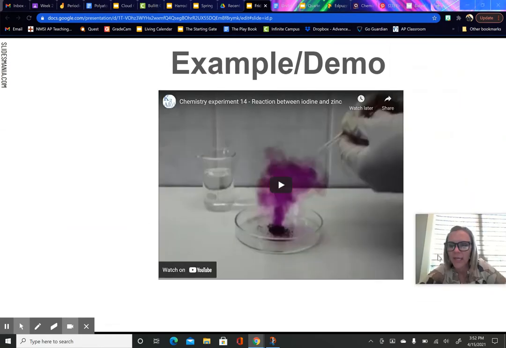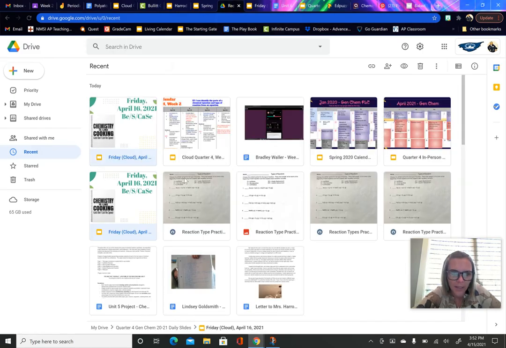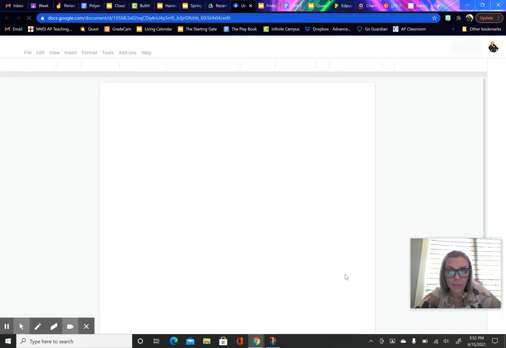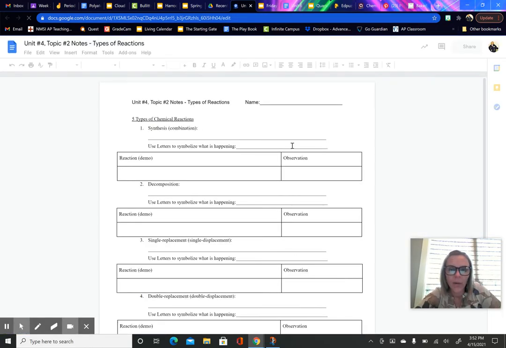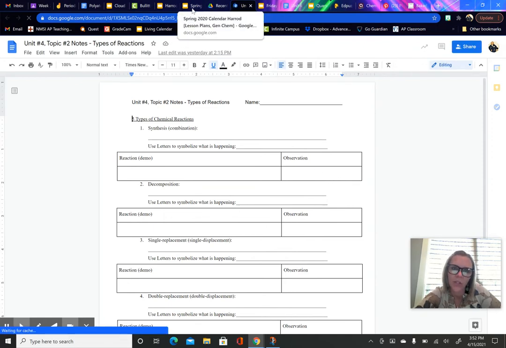So we're going to watch this demo. I will press play. You're going to write down your evidence of chemical change on your notes. On the notes handout for today, you're going to write your observations over to the side. Tell me, what is it that you notice that is evidence of chemical change as we go through it?